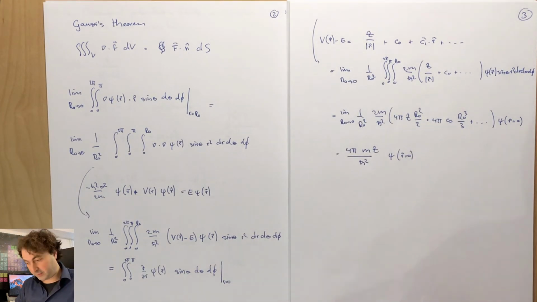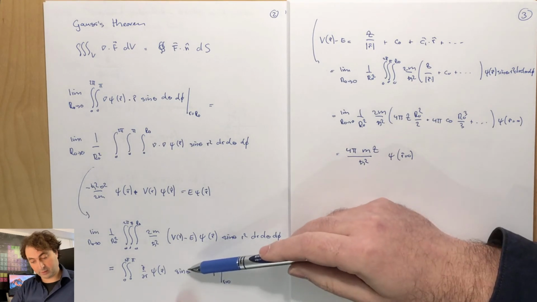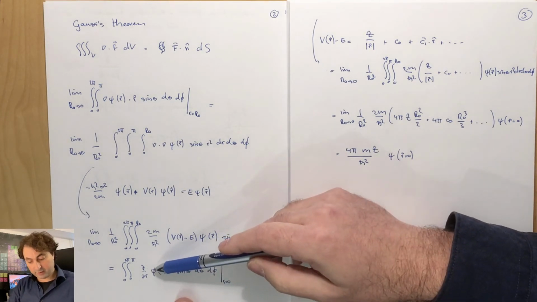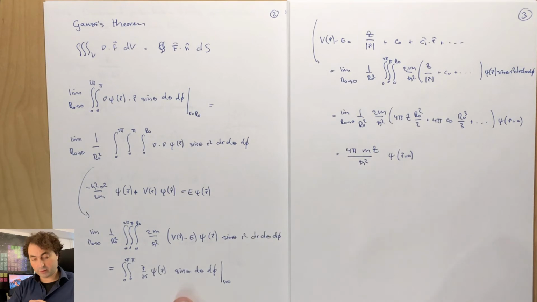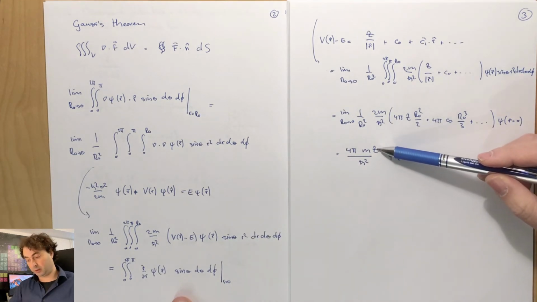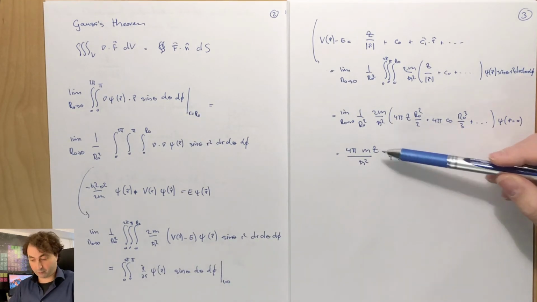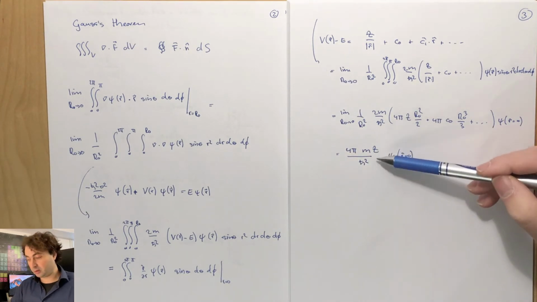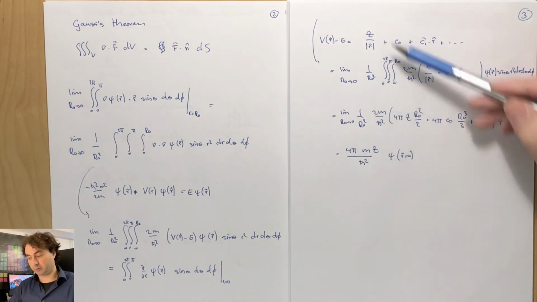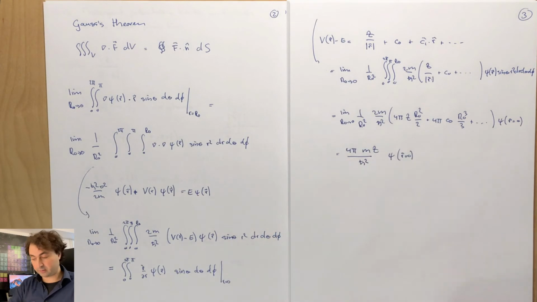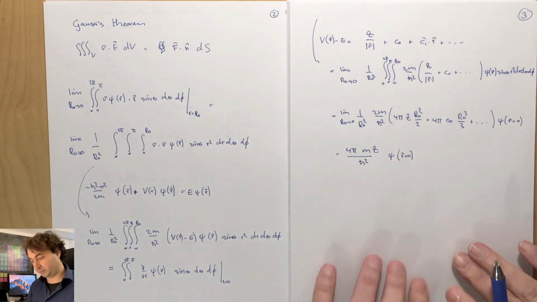So we find that the derivative at the origin is either 0 when the potential is non-divergent, so your wave function is continuous, or when we have a Coulomb potential with 1 over r divergence, then there is a kink in the wave function.